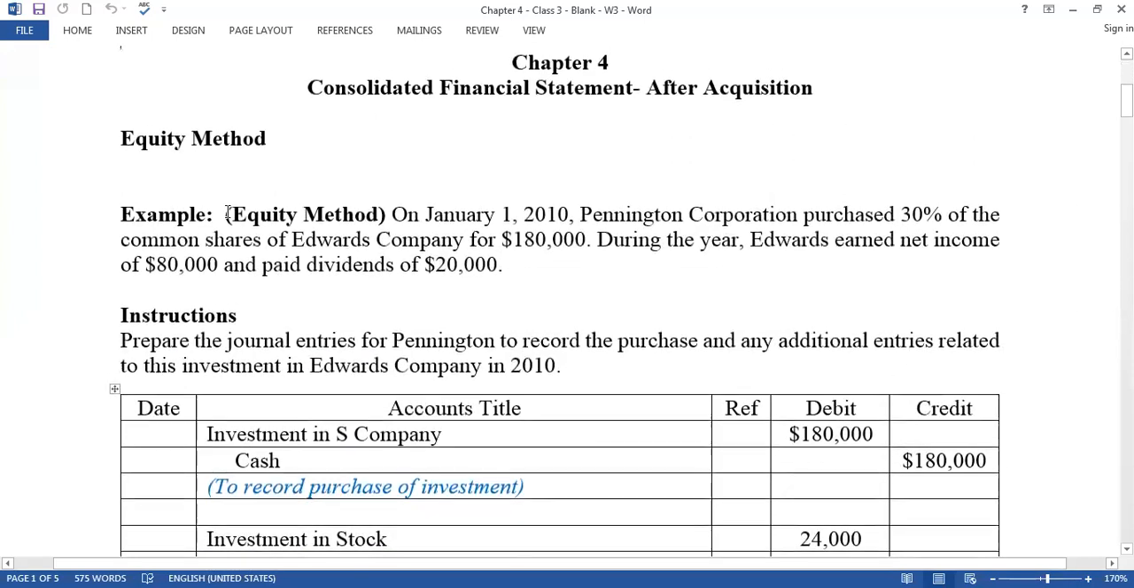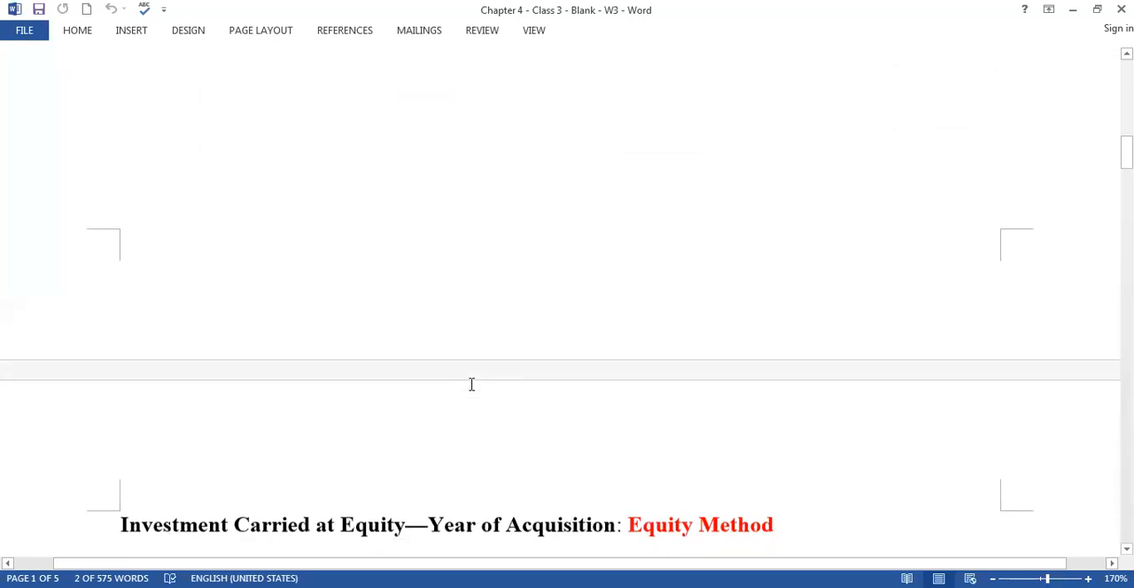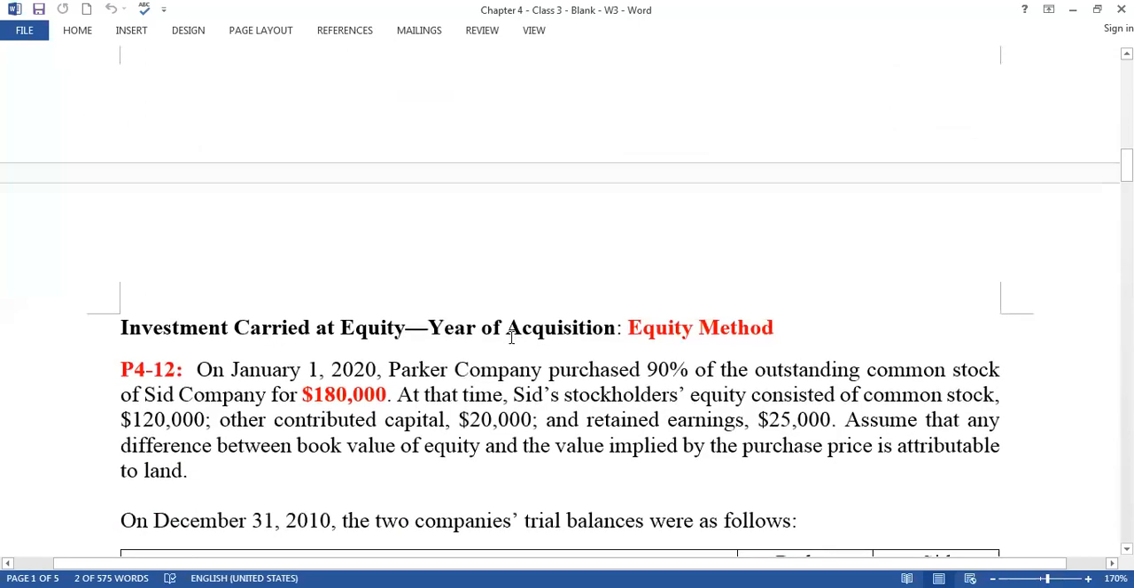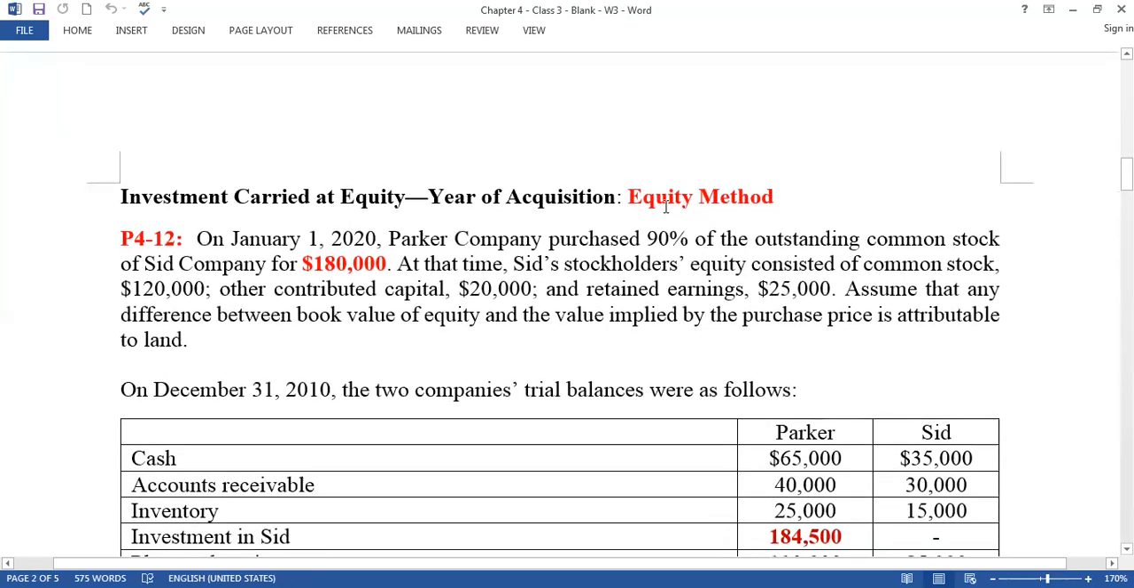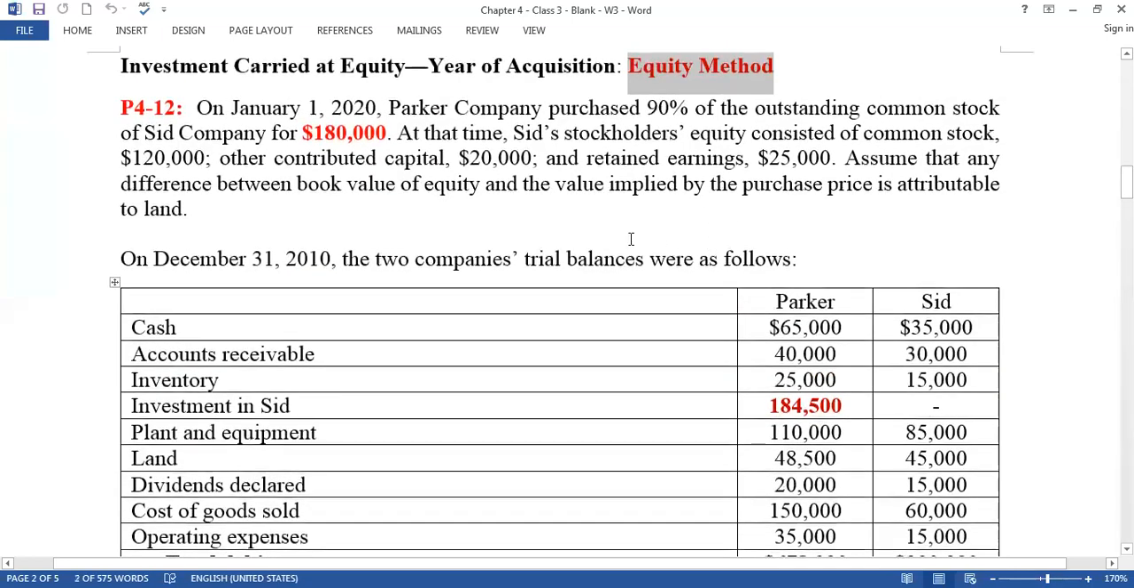Last class I discussed and reviewed the equity method, right? And today we are going to solve the consolidated financial statements based on the equity method. So if you don't remember the equity method, go back to my previous class, because if you don't have a clear understanding of the equity method, it is difficult to solve this question.